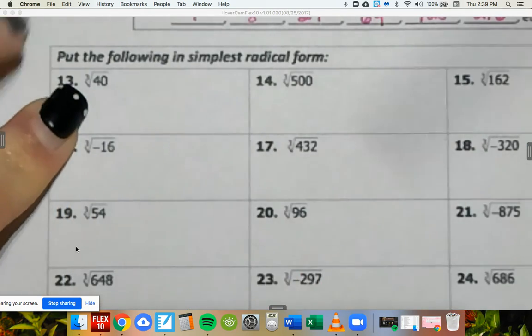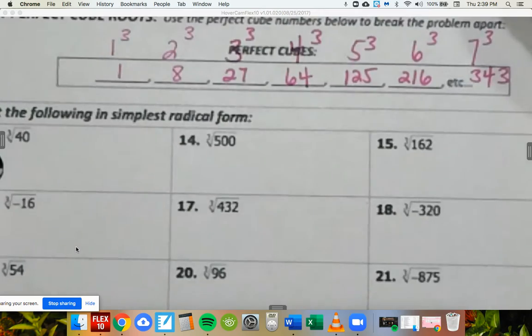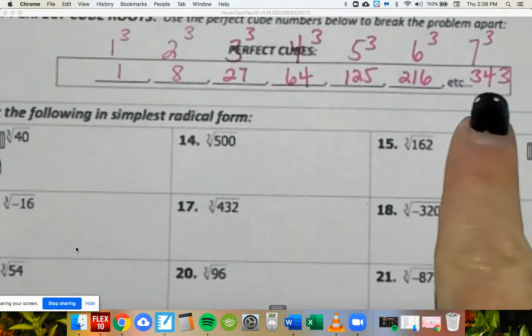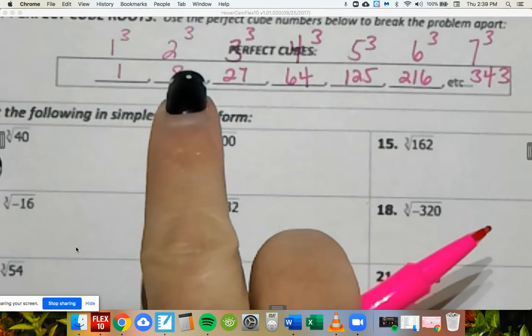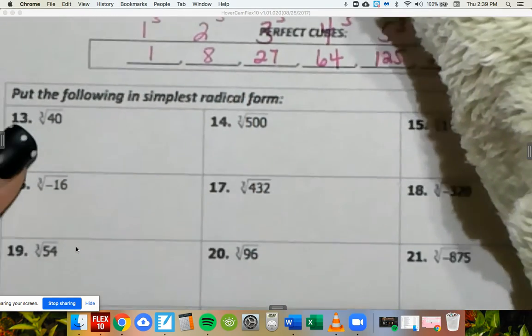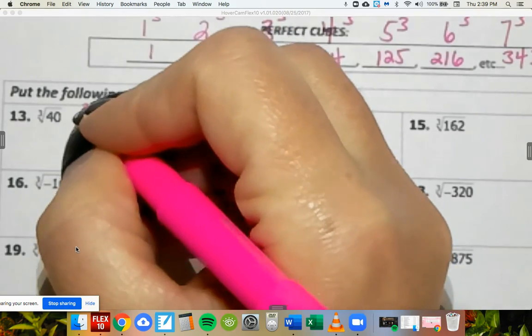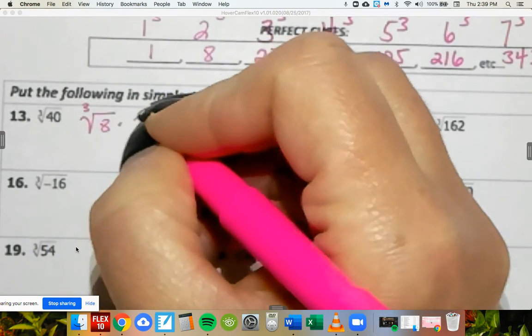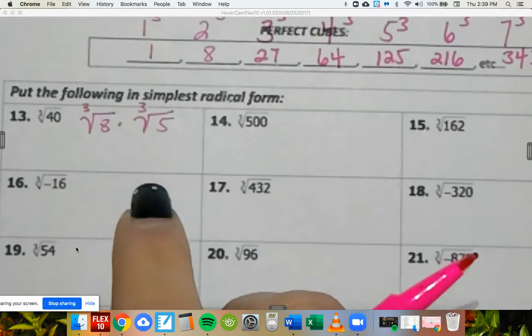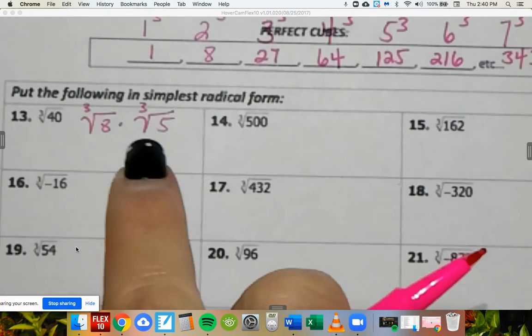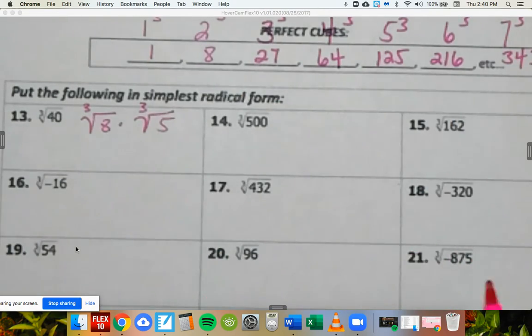So you look at your perfect cubes and you say, gosh, are any of these a factor of 40? Boom. 8 is a factor of 40, because 8 and 5, right? So you could find the cube root of 8 and the cube root of 5. But you're only going to solve it if it can be solved easily in a clean way, right? No decimals, nothing ugly.